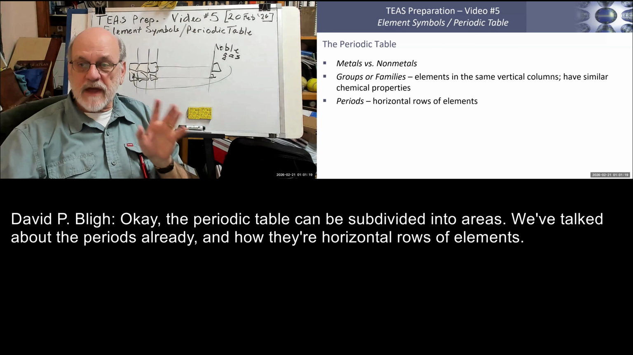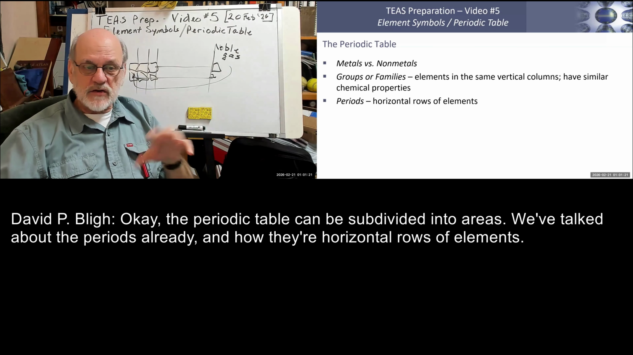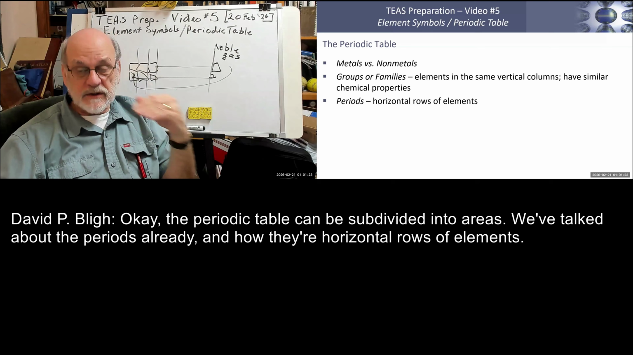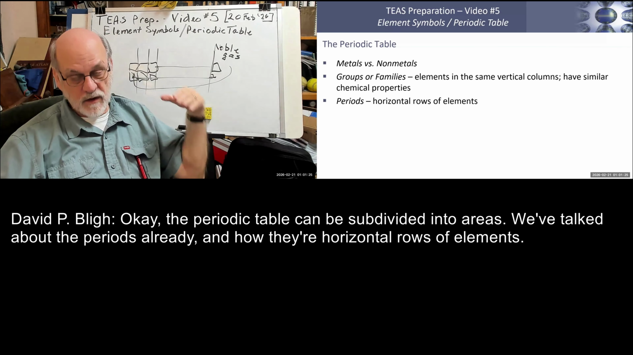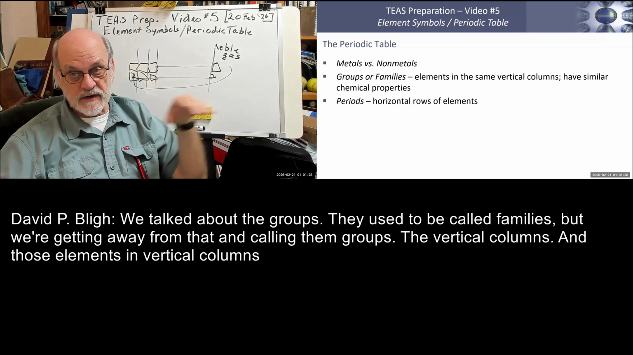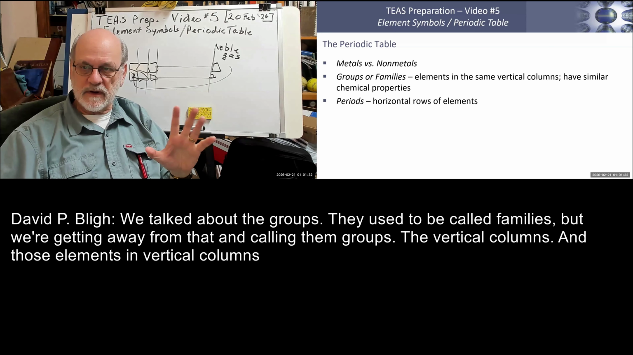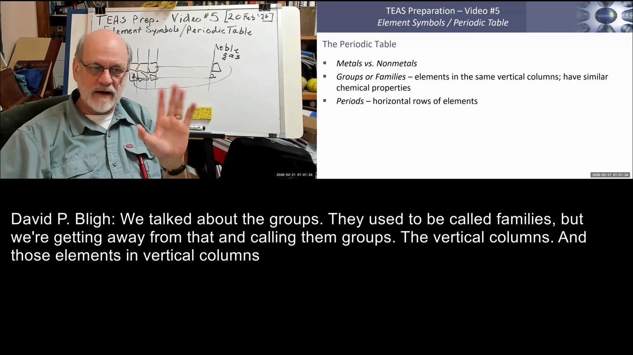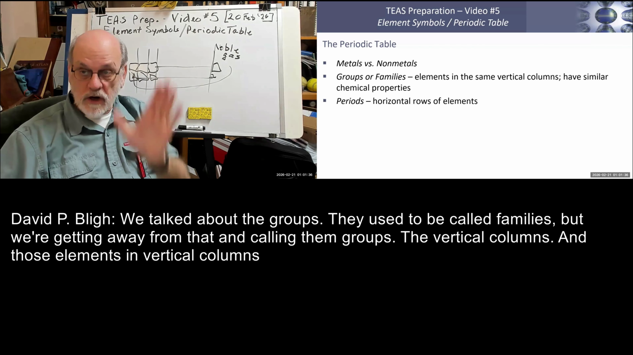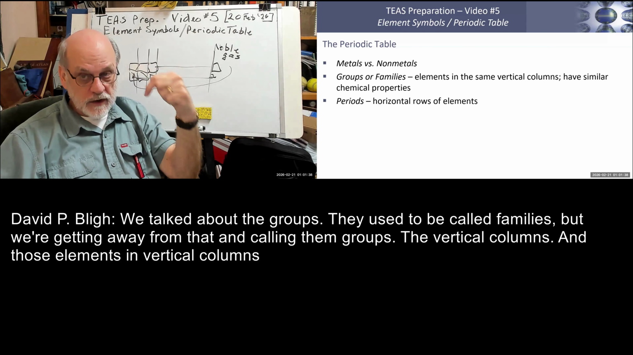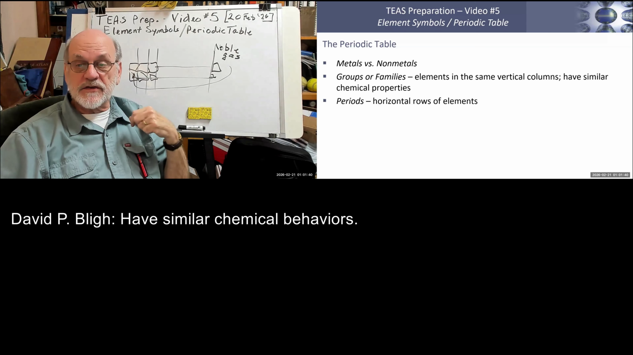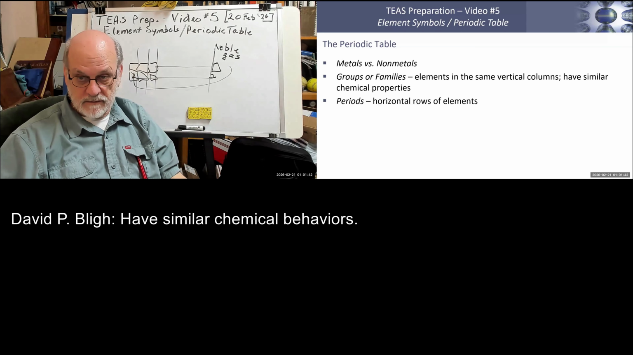Okay, the periodic table can be subdivided into areas. We've talked about the periods already and how they're horizontal rows of elements. We've talked about the groups. They used to be called families, but we're getting away from that and calling them groups. The vertical columns. And those elements in vertical columns have similar chemical behaviors.